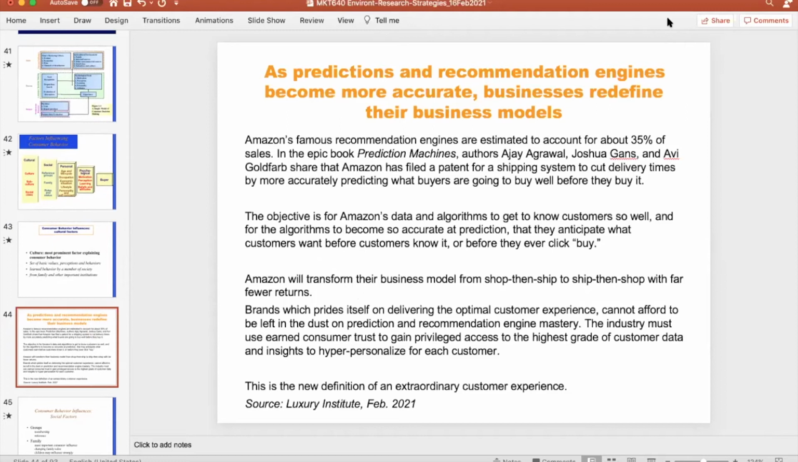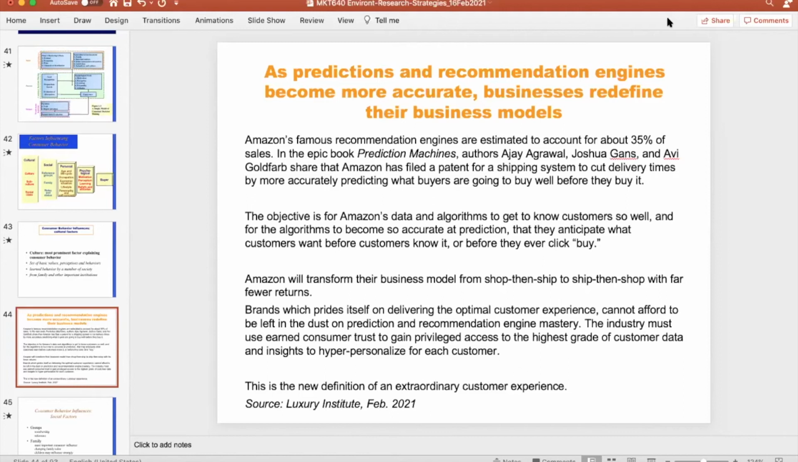The objective is for Amazon's data and algorithm to get to know customers so well, and for the algorithm to become so accurate at prediction that they anticipate what customers want before customers even know it themselves, or before they even buy. Amazon will transform the business model from shop then ship to ship then shop. Can you imagine right now that there's something being prepared to be shipped to you? You haven't bought it already, but Amazon just knows that you're going to buy it before you even know.